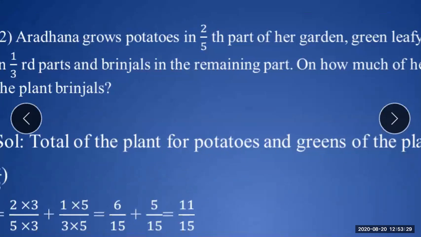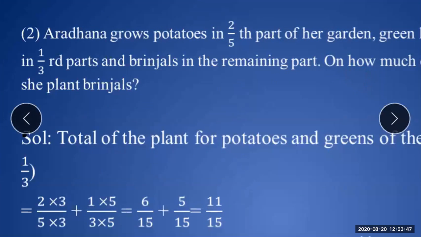Now here the next question is, Aradhana grows potatoes in 2/5 part. Now here is the second question. In that question, Aradhana ने potato grow किया in how much part of the garden? 2/5 part of the garden. Green leafy vegetable in 1/3 part of the garden, and also brinjal in the remaining part. Brinjal उसने किया किधर?